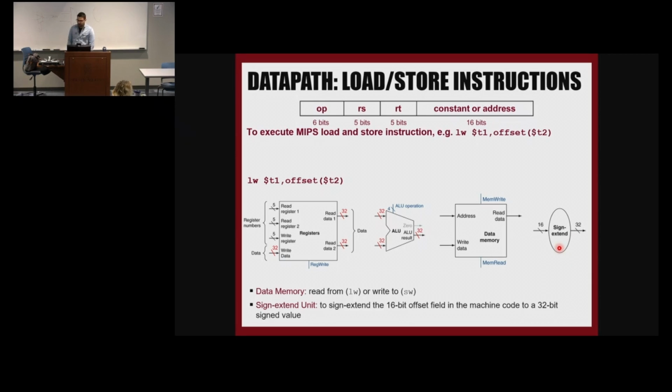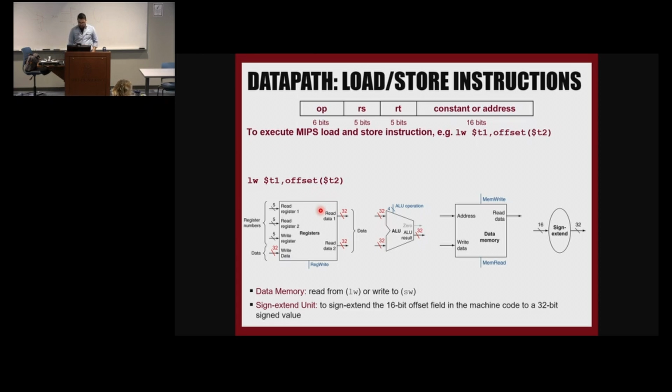We need the sign extension unit because my ALU is a 32-bit ALU, so it only accepts 32-bit inputs. But when you look at the instruction, the machine code, the constant, which in this case is the offset that we use, is a 16-bit offset. So we need an intermediate block that gets the 16 bits and changes it to a 32-bit number. This is called a sign extension unit. We know how sign extension works. We just designed a block for doing the sign extension. So these are the blocks that we need.